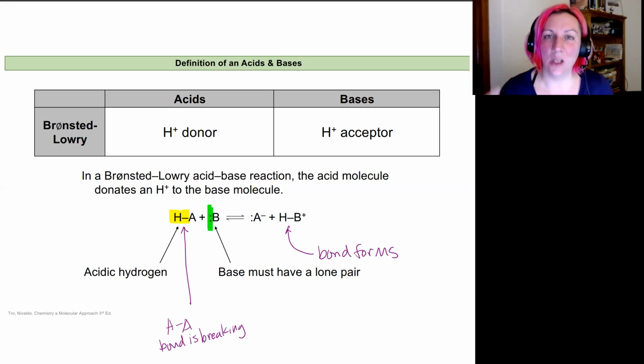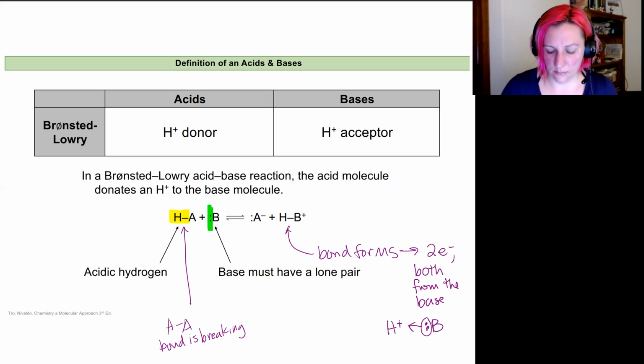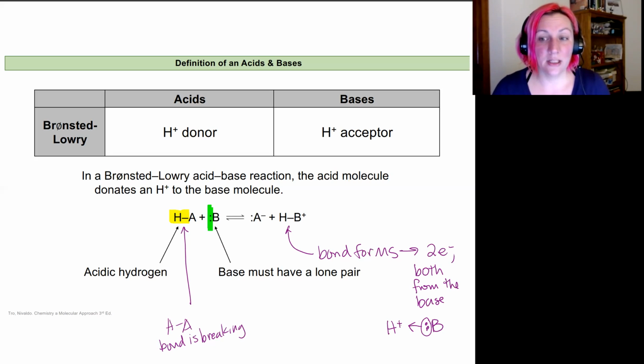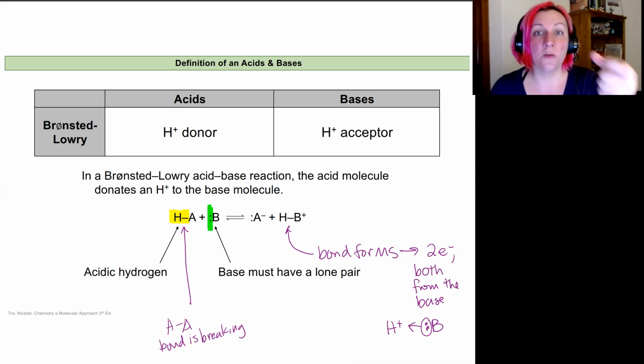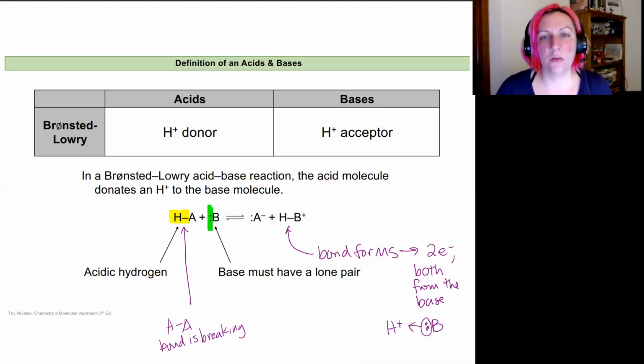This is why we need a lone pair, not one electron, because to form a bond, a bond is going to be 2 electrons. Both of the electrons in the bond are going to be donated from the base to the proton, the acidic proton, to form a new bond between that hydrogen and the base. That's why we really need to have 2, because every bond is formed with at least 2 electrons. And so they're both going to come from the base. So a lone pair is perfect.